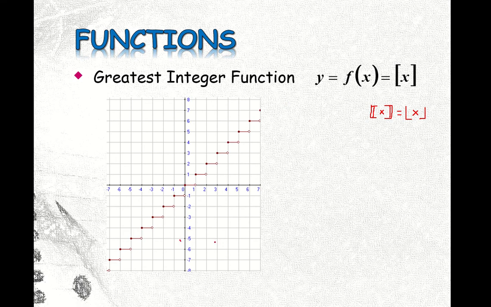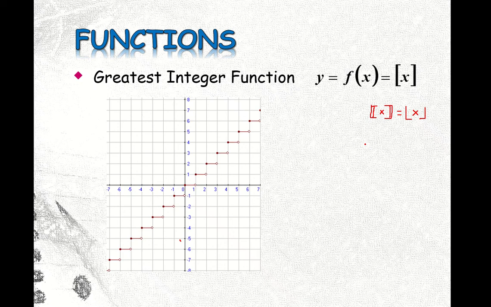The greatest integer function is the greatest integer less than or equal to x. So the symbol used is this one. And in our discussion, we are going to use the concept of integers. So let us recall first what integers are.